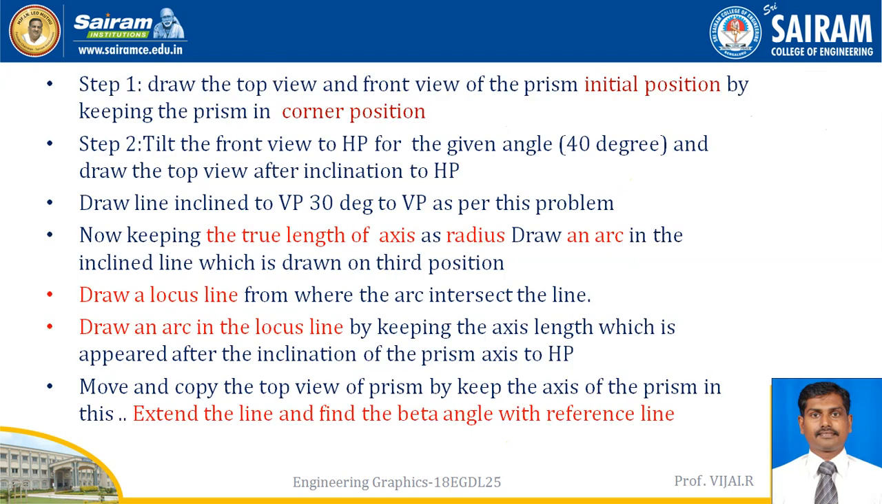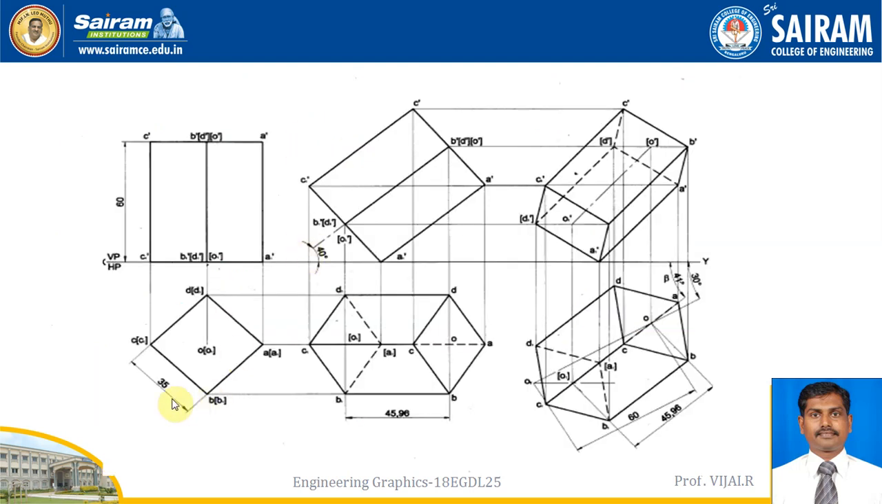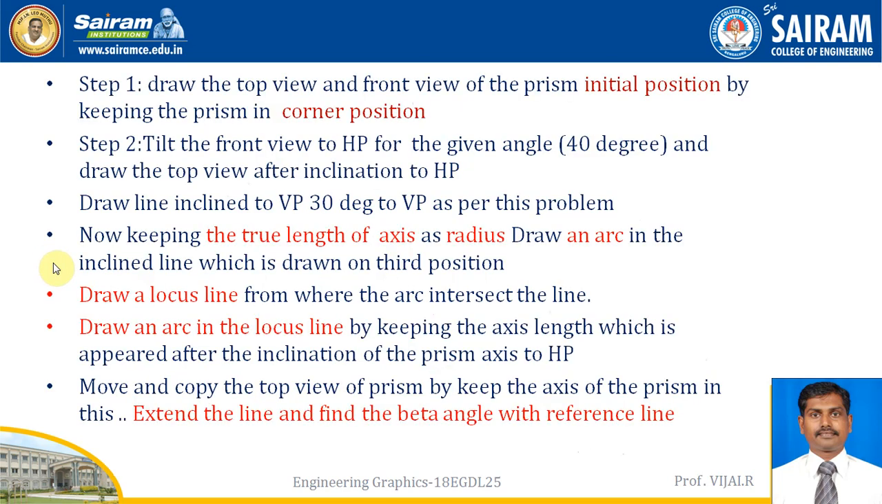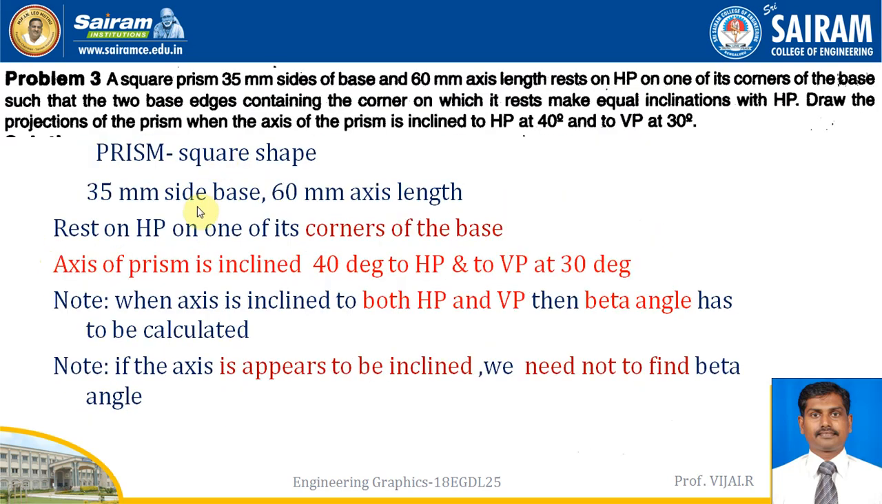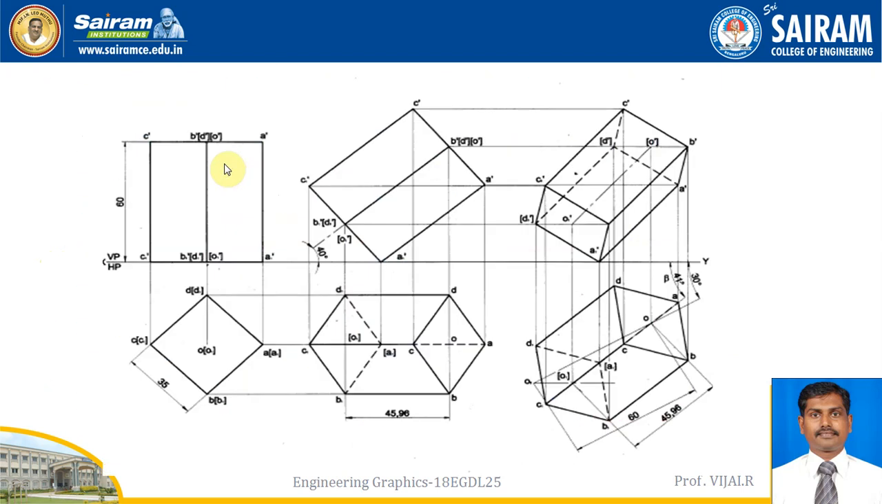The problem number 3. So the first step, we have to draw the top view and front view by keeping the corner position. So draw the top and front view with the corner position. The other things are common: vertical plane, horizontal plane, XY reference, all the things. The first initial position is very important as per the question given. Square prism, size, and resting on corner. These 3 will be over by this. That's it.